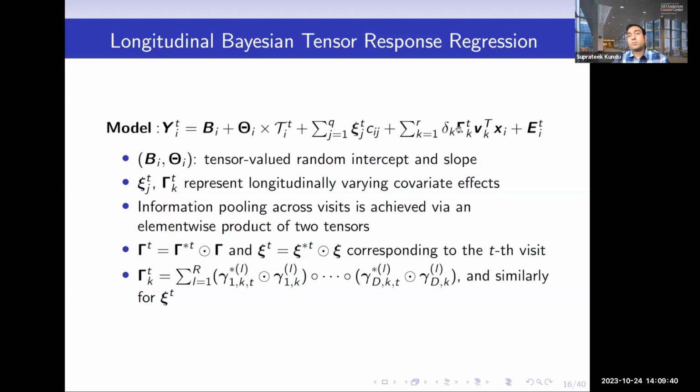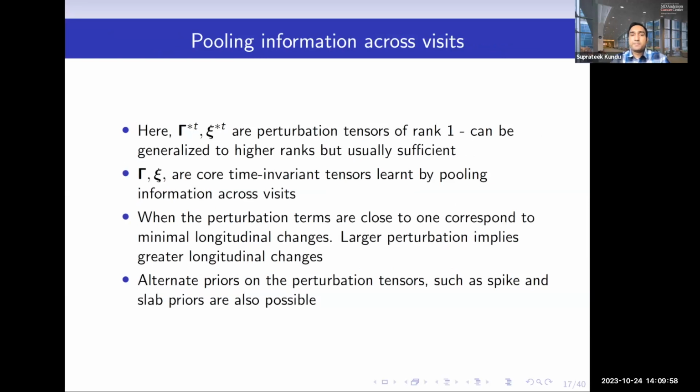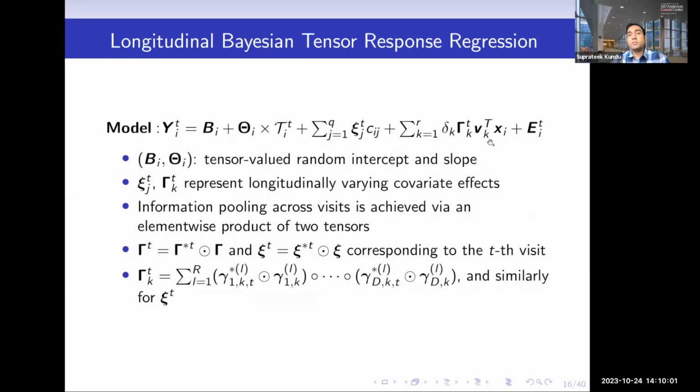So this is how we are able to borrow information by expressing the time-specific or visit-specific tensors as an element-wise product of two tensors, a time invariant or core tensor, and a perturbation tensor or time-specific tensor. Okay, and so these perturbation tensors are essentially, if they're one, then there's no change across time, and if they're far away from one, that implies there are more considerable, significant changes over time in the brain image. That is a cause that is driven by these genetic covariates.